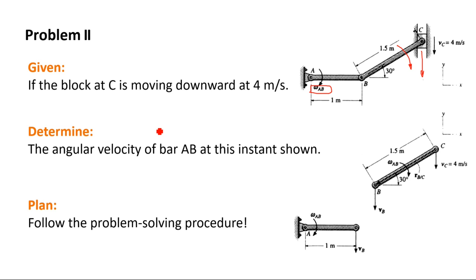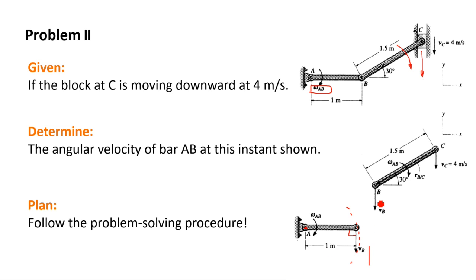The sequence of the solution is as follows. We divide the mechanism into two links. The first link is AB, and it's fixed at point A. That means the velocity at point A is equal to 0. The rotation makes point B move in an arc, and the velocity is perpendicular to that link. In this instant, this velocity is only in the y direction.